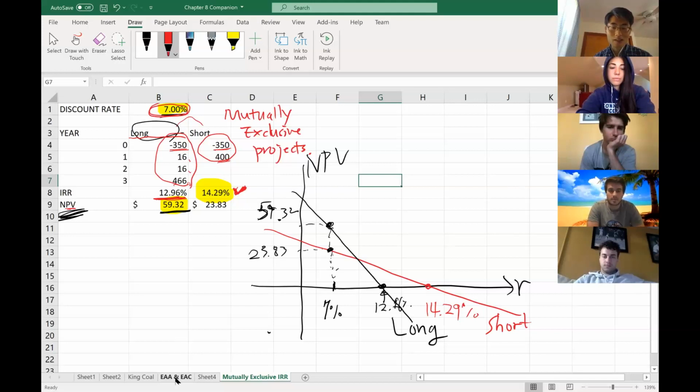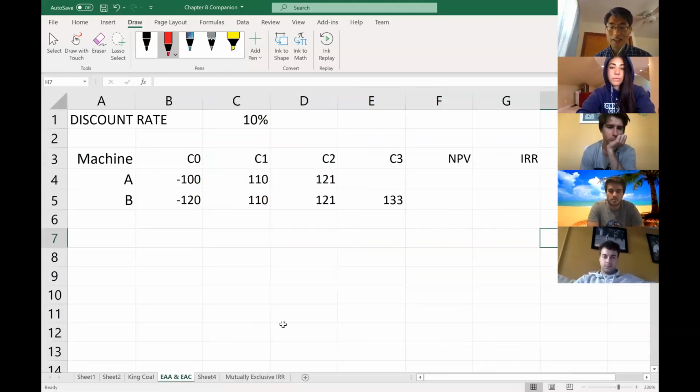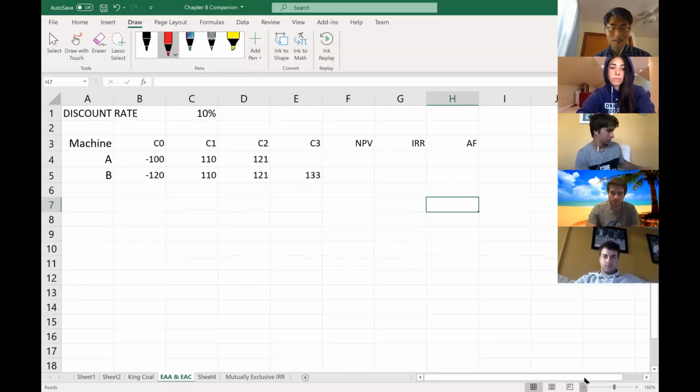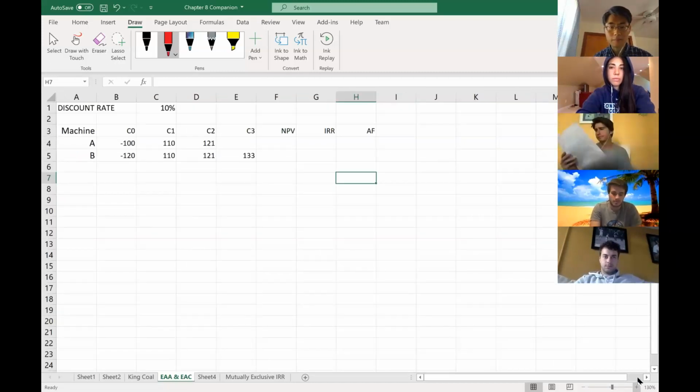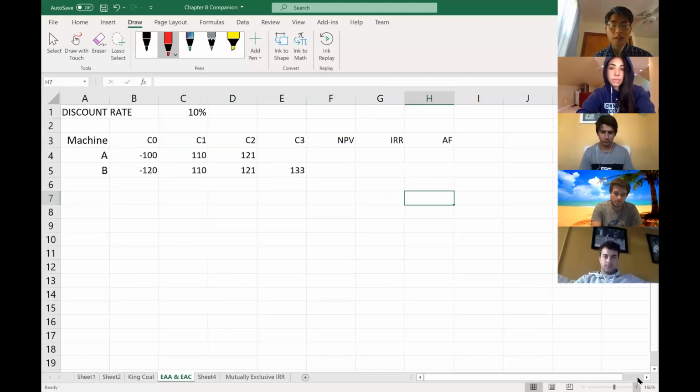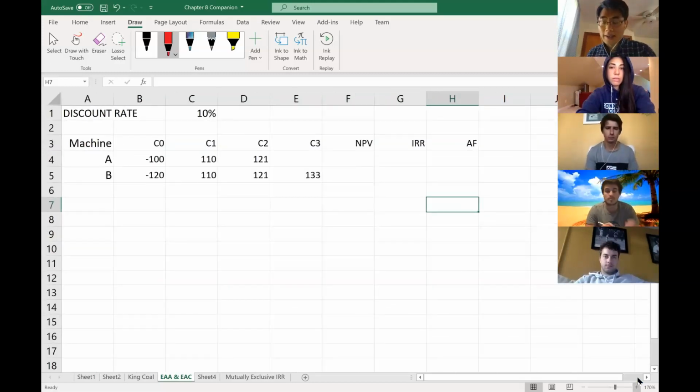Then let's go over the last one, which is the EAA and EAC. So again, whenever we talk about the EAA and EAC, we are talking about first, mutually exclusive project, right? You have to put a rank on two different projects. Second, the lifespan of the two projects is different. If the lifespan of two projects is the same, you don't need to calculate the EAA or EAC. You can simply use the net present value.